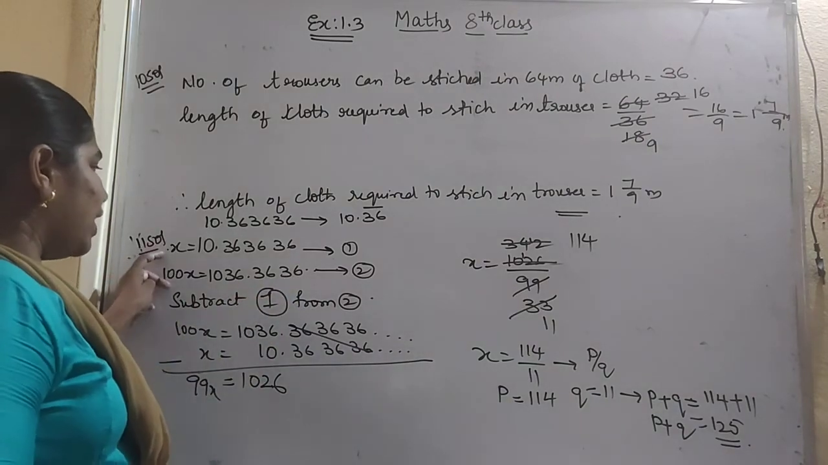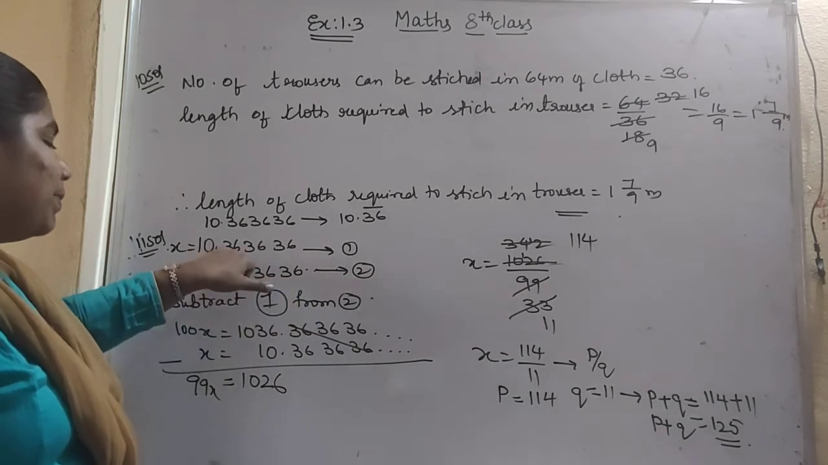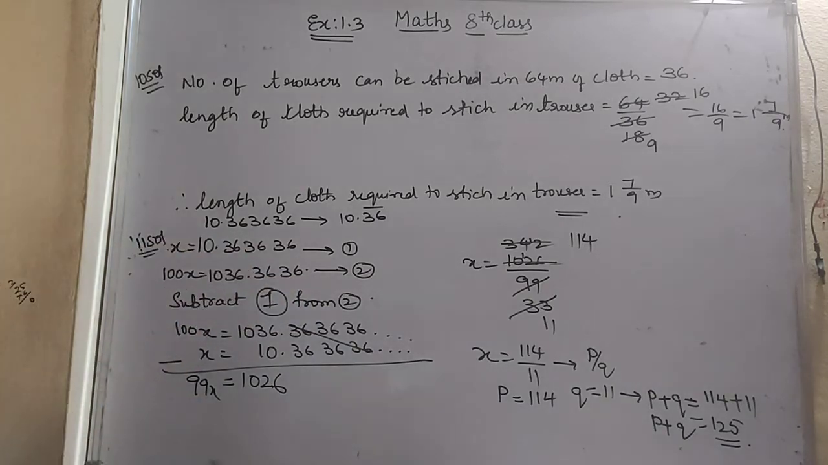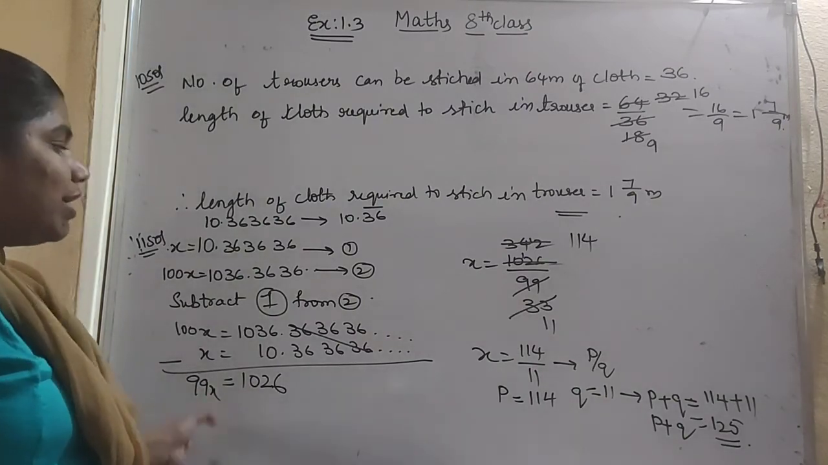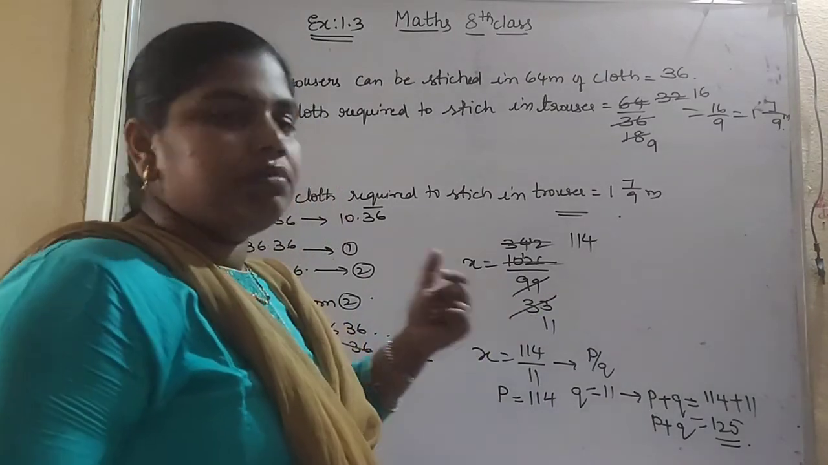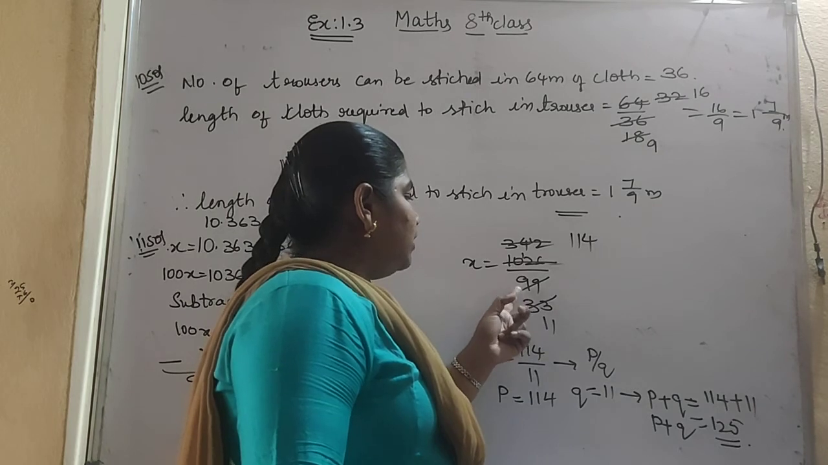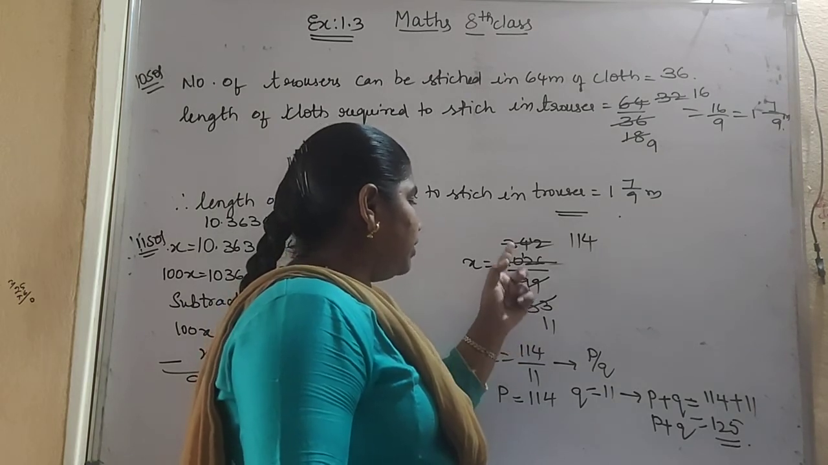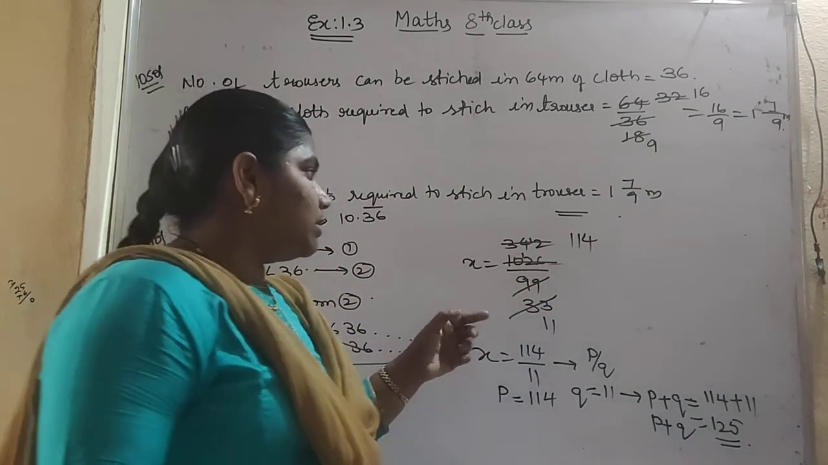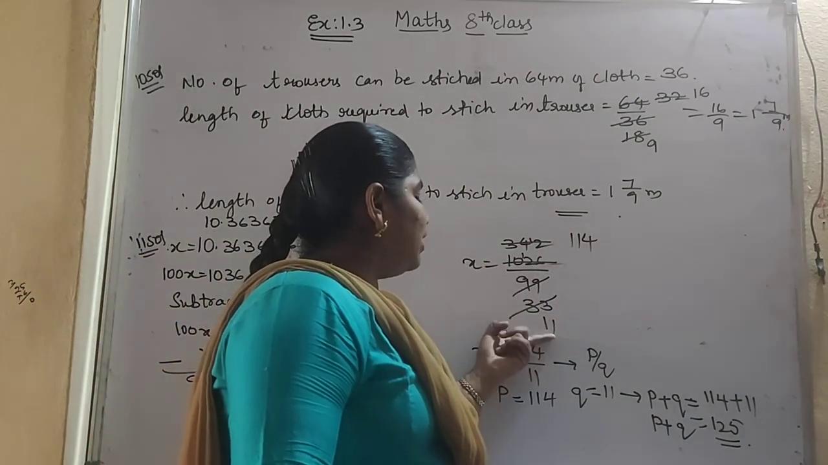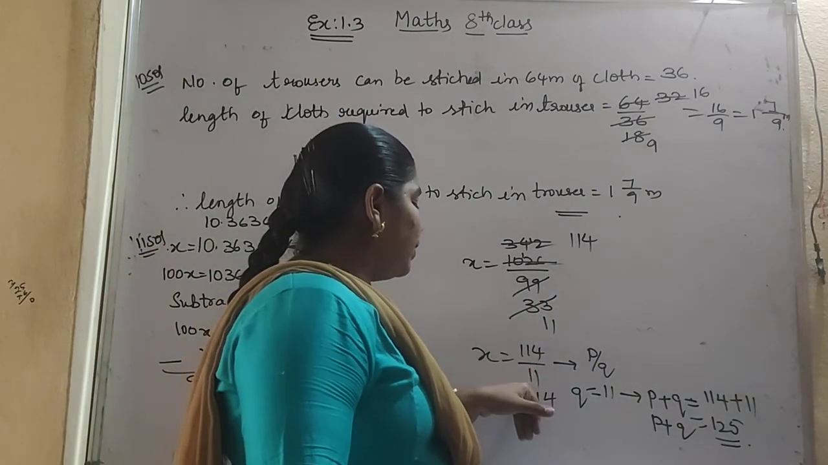Now subtract these two values. Subtract 1 from 2. From this 100x, we have to subtract this x. After subtracting, you got 99x is equal to 1026. Just transpose this 99 to the other side, that will become division. First I have cancelled in the 3 table. 3 33s are 99 and 3 342 times is 1026. Again I have cancelled in the 3 table. 3 11 times, 3 114 times. So here we got 114 by 11.